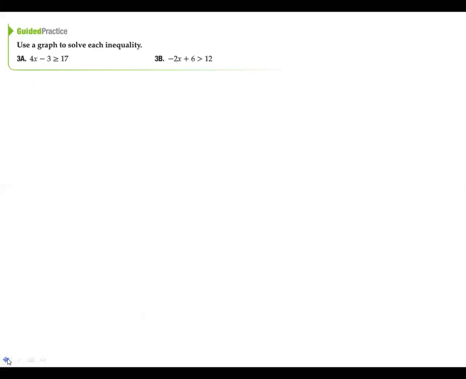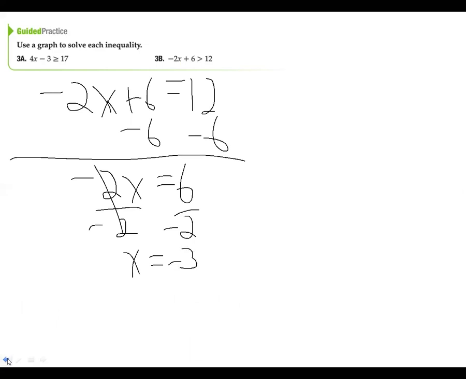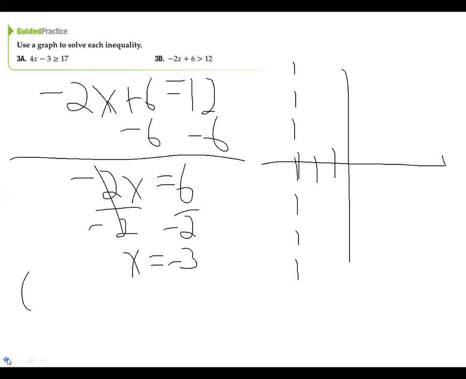3b, you have negative 2x plus 6 is greater than 12, so we have to do the equal to part. Subtract 6, negative 2x equals 6, divide both sides by negative 2. You get x equals negative 3. So you go over to negative 3, put a dashed line at negative 3. Then you test the origin in the original inequality.